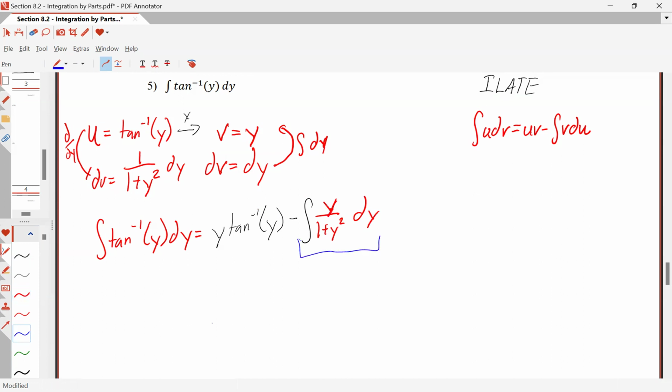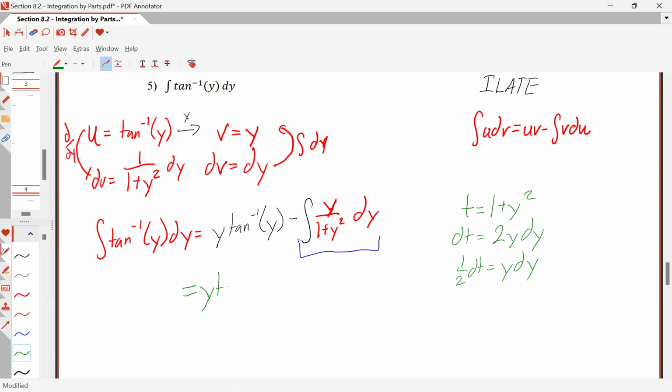Integrating this piece requires a u sub. When we have integration by parts and u sub together in the same problem, it's a very good idea to use a different variable, either for the u in integration by parts or the u in the u sub. But we've already used the u for integration by parts, so I'm going to pick a different variable. I'll pick t to make our u sub. t equals that denominator, 1 plus y squared, dt equals 2y dy, or 1/2 dt equals y dy.